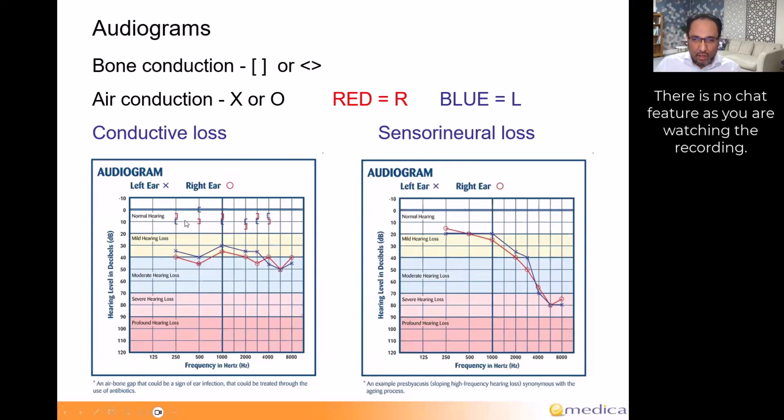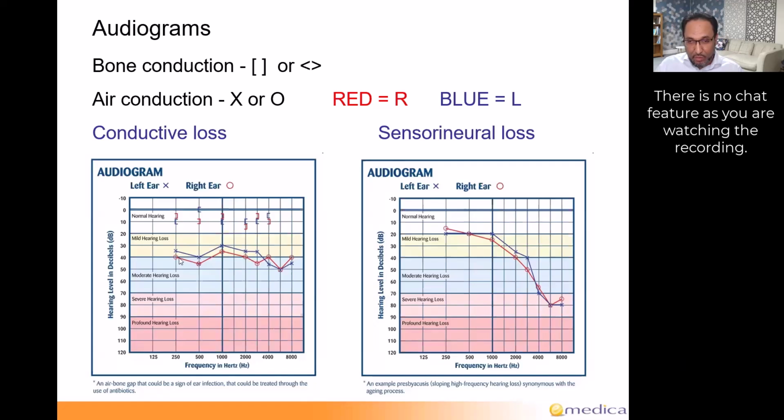Type into the chat, in this particular one, both ears are affected. Which ear shows a greater loss in terms of the conductive hearing loss? Is it the right or the left? That could be another question, couldn't it? Type into the chat.